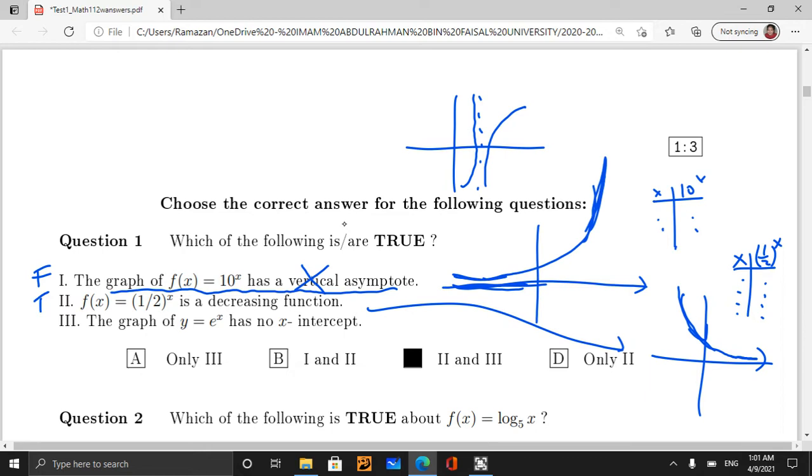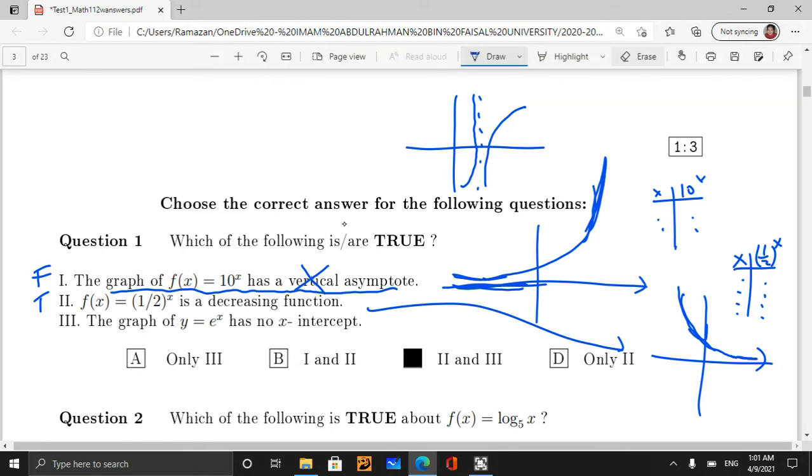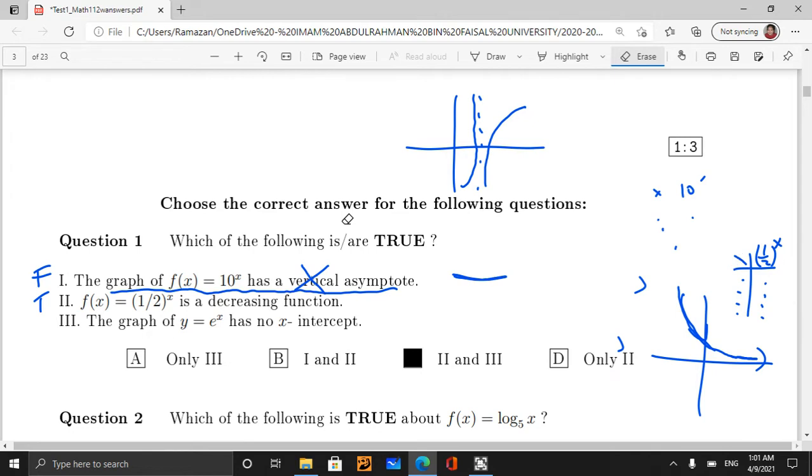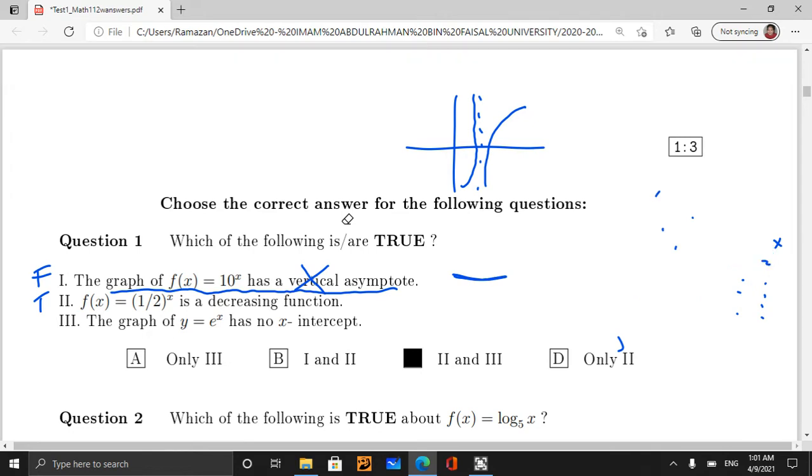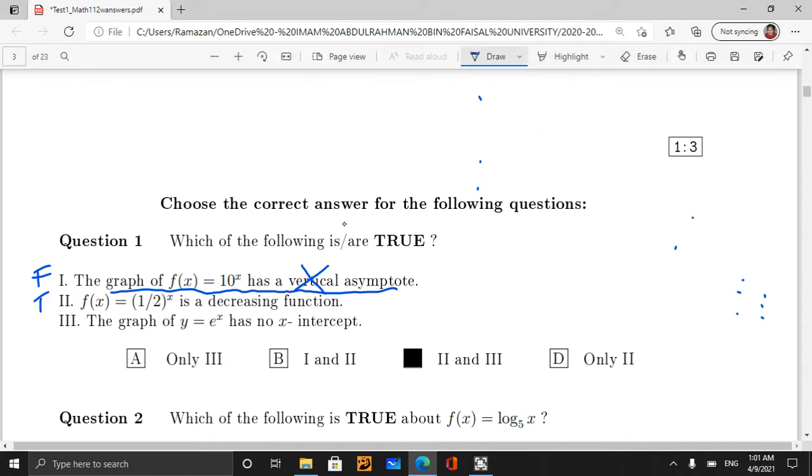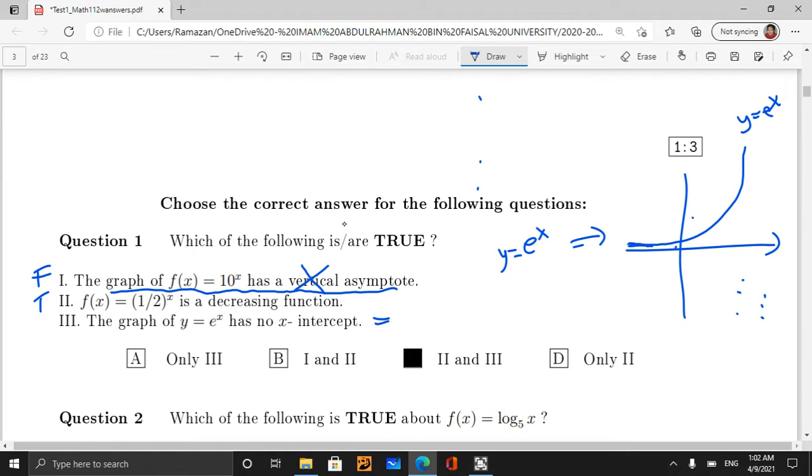And the graph of y equal to e to the x has no x-intercept. Now, you can check it here. The e to the x behaves like 10 to the x. It's the same type of behavior, not exactly the same, because the base is bigger than 1. So e to the x has this type of behavior. Now it has no x-intercept. It doesn't touch the x-axis. Okay, this is true.